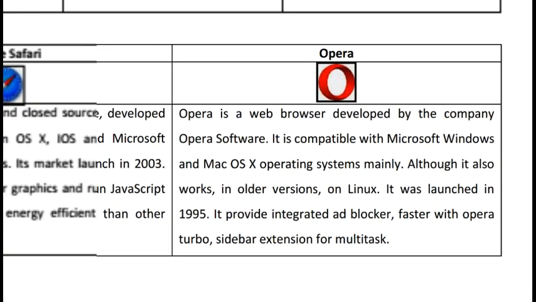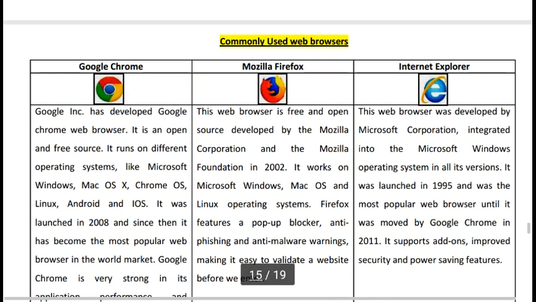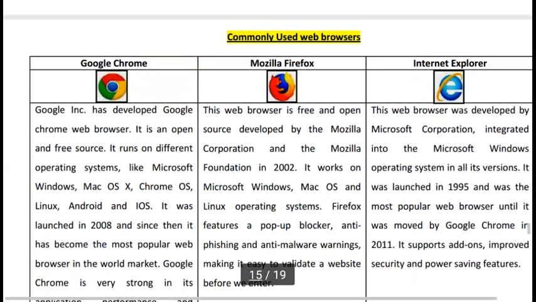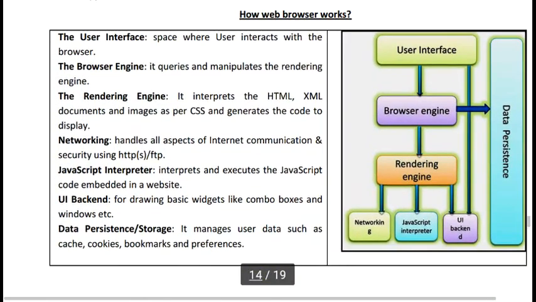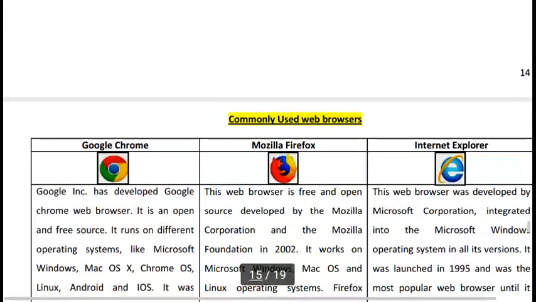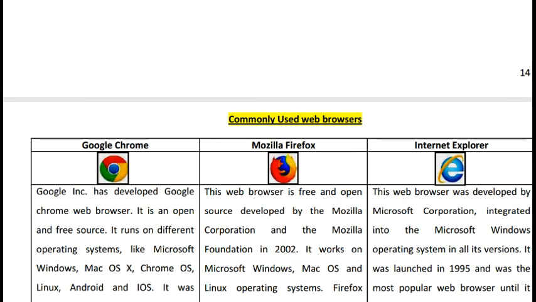So you can see Opera, Apple Safari, Internet Explorer, Mozilla Firefox, Google Chrome. These are popular web browsers, and they have so many capabilities. Means all the web browsers are capable of interpreting HTML, JavaScript, VBScript and CSS, and displaying the actual website.